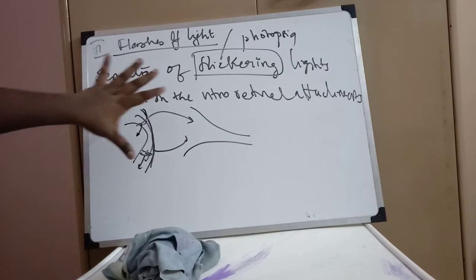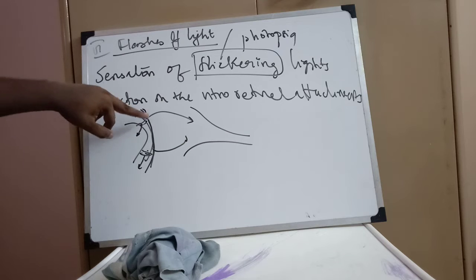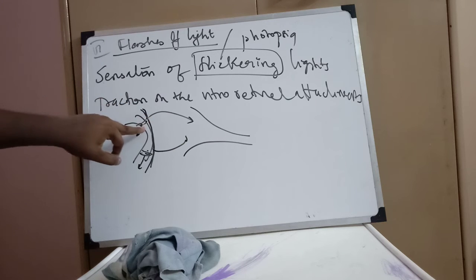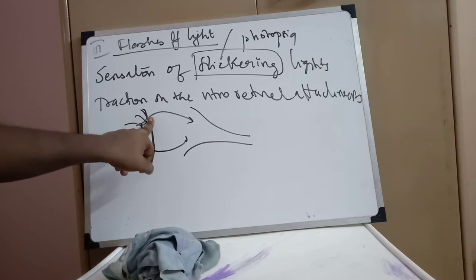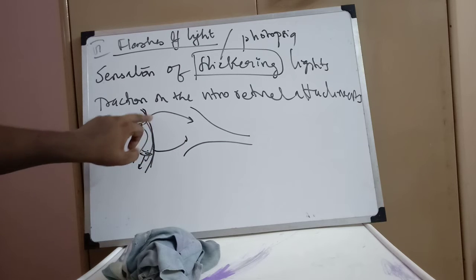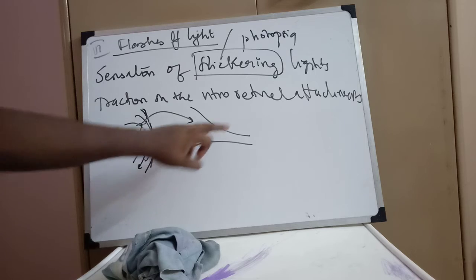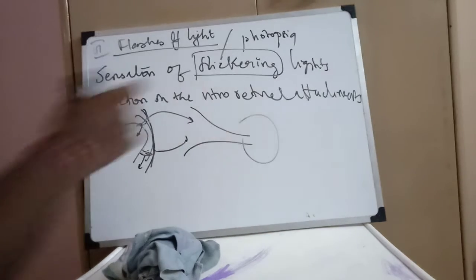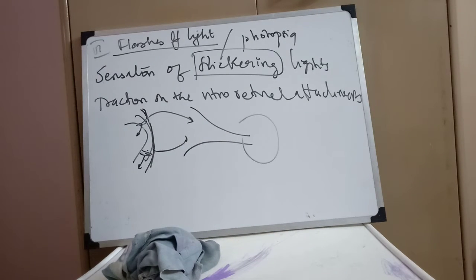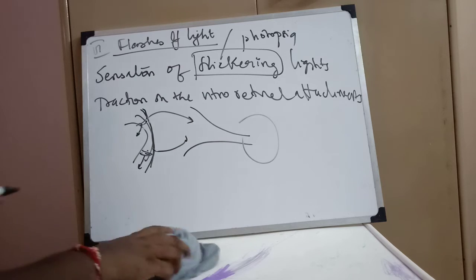Okay, this is a highly magnified image I'm showing here. This is traction of the vitreoretinal attachment, which causes stimulation of the nerve endings on the neurosensory retina, which causes transmission of impulses, which are perceived by the visual cortex as flashes of light or intermittent flashes of light.